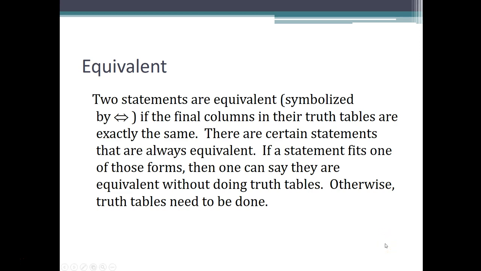You can take one statement and reword it as the other statement and still convey the same meaning. There are certain statements that we know are always equivalent. Just time and again they come up, they've been proven with truth tables. If it fits one of those forms, you can look at it and go, oh, I know that's equivalent without doing truth tables. Otherwise, if it's a less commonly used statement, you're going to have to do truth tables to try to figure it out.